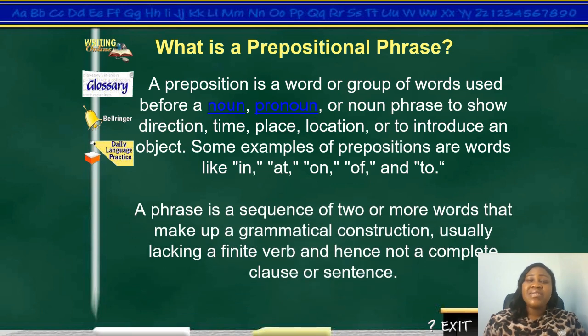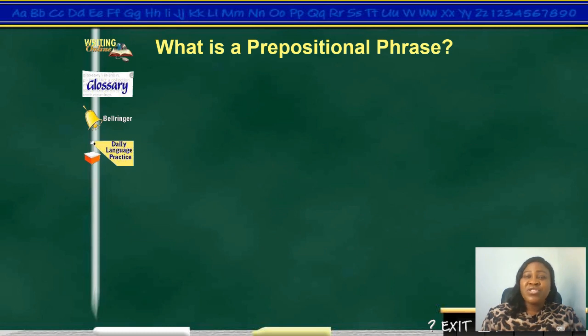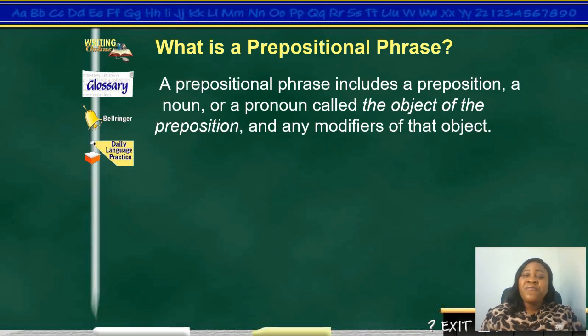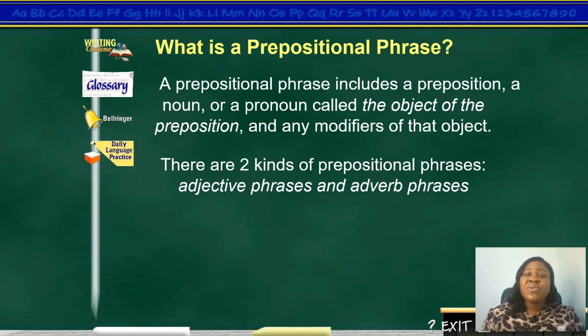While a phrase is a sequence of two or more words that make up a grammatical construction, usually lacking a finite verb and hence not a complete clause or sentence. What is then a prepositional phrase? A prepositional phrase includes a preposition, a noun, or a pronoun called the object of the preposition, and any modifiers of that object. There are two kinds of prepositional phrases: adjective phrases and adverb phrases.